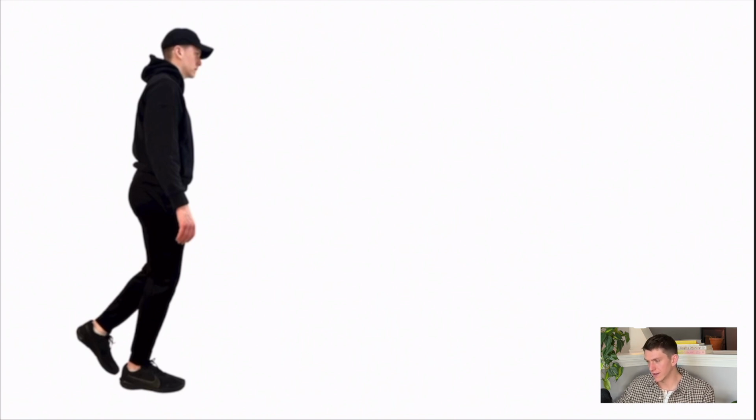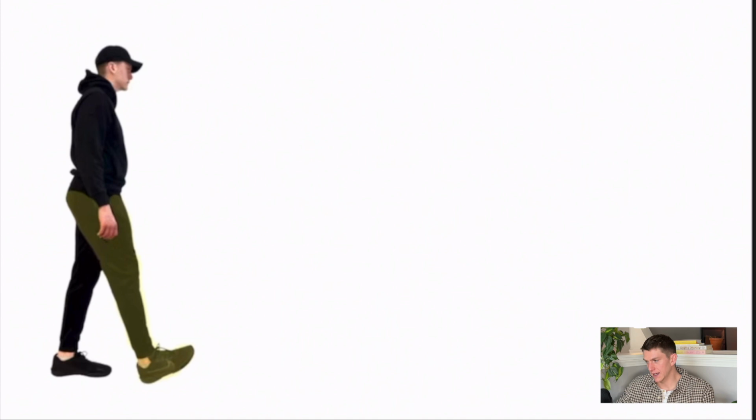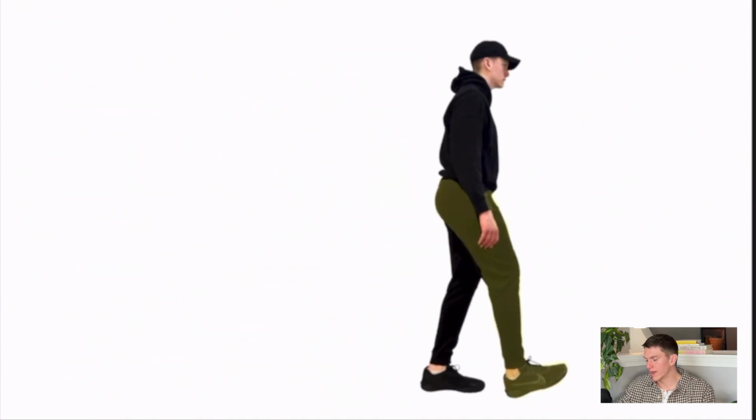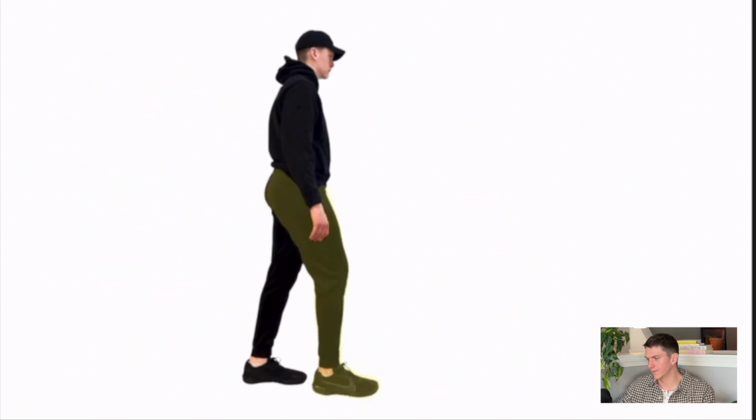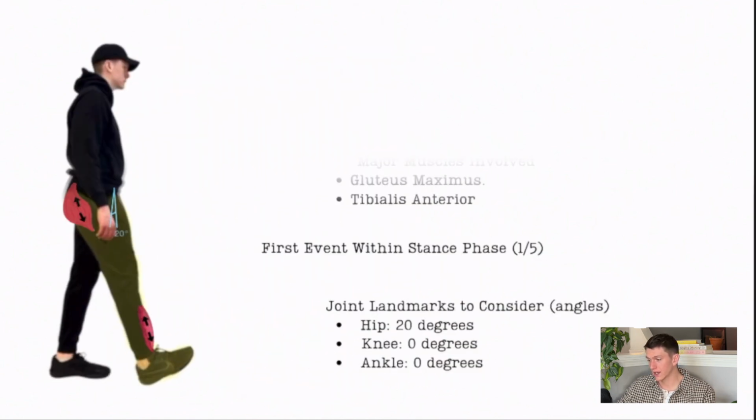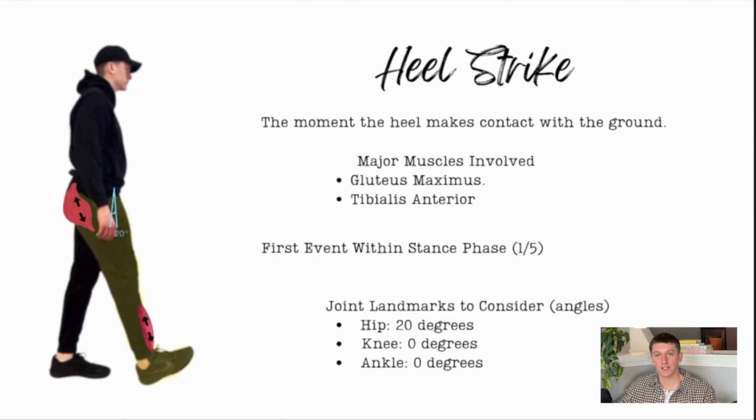So let's go ahead and highlight this right leg, and let's take a look at the cycle going through. With it highlighted it's a bit easier. One more time here, good. Now let's get into the first phase, that is heel strike. Heel strike is the first phase of stance phase. So we have 2 phases within the gait cycle, and that's stance and swing phase.